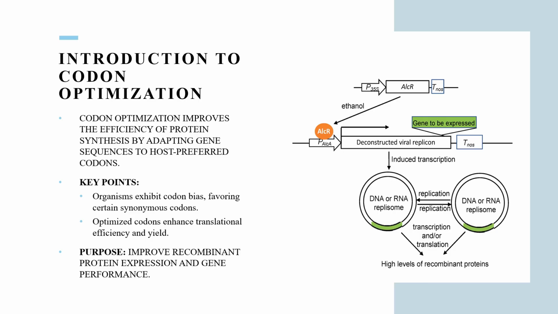And I also elaborate this introduction of codon optimization with a diagram in which I elaborate how recombinant proteins are made through codon optimization and other processes. I think you understand with this picture.